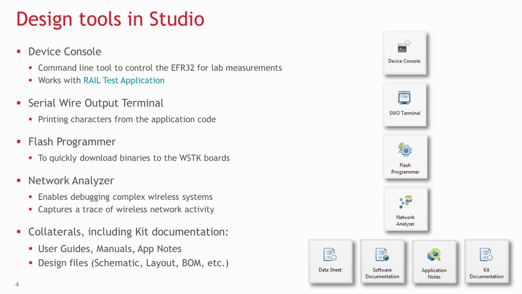The Device Console is a command line tool that can be used from Studio. It is highly useful when working with our lab software, the RAIL Test app. For example, you can turn on and off continuous wave mode, set the output power level, fine-tune the center frequency, or enable bit error rate testing by sending commands from a command line tool.